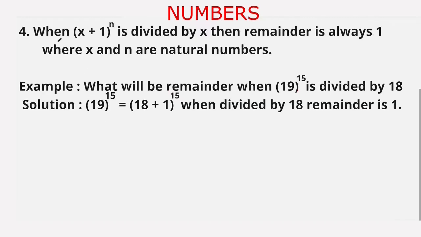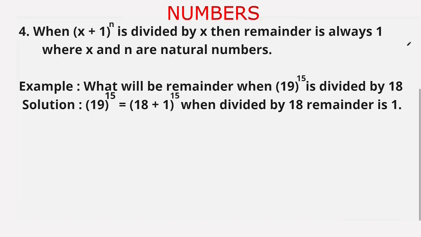Tip 4. When (x plus 1) to the power n is divided by x, then the remainder is always 1, where x and n are natural numbers. We can understand it by example. What will be the remainder when 19 to the power 15 is divided by 18? And we can solve it like this. 19 to the power 15 can be written as (18 plus 1) to the power 15. And when it is divided by 18, the remainder will always be 1.